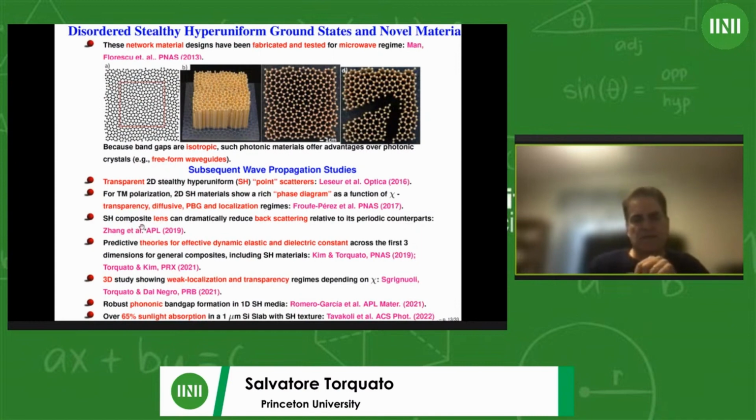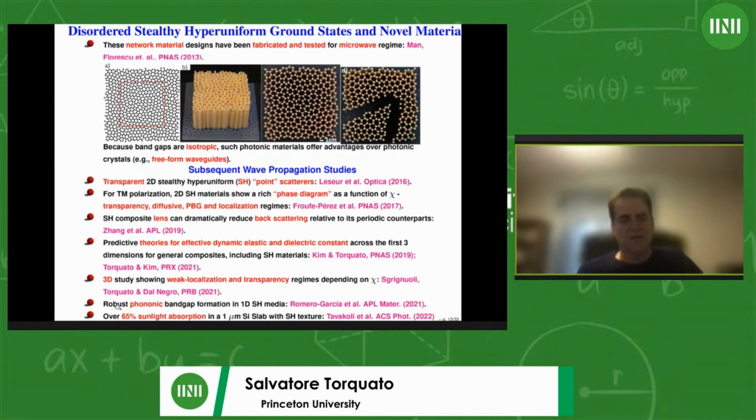And then another group showed that stealthy hyperuniform composite lenses can dramatically reduce backscattering relative to its periodic counterparts. We obtained predictive theories for effective dynamic, elastic, and dielectric constant across the first 3 space dimensions. I'm going to say a few more words about this in a little while. In another 3D study with Luca Del Negro and company, we showed that these systems have weak localization and transparency regimes depending upon chi. And then Vicente and company have actually done a lot of work on this.